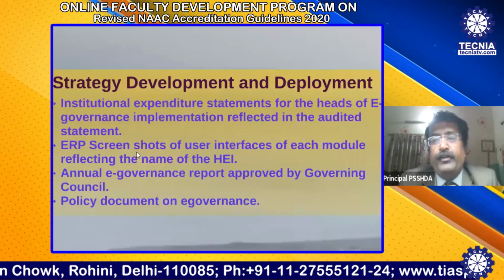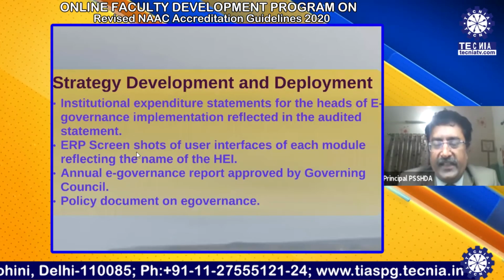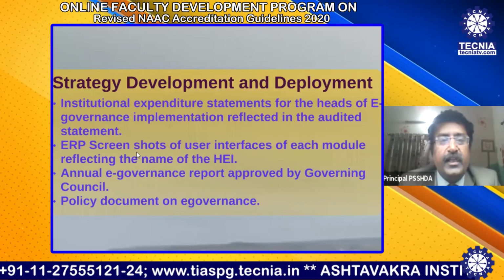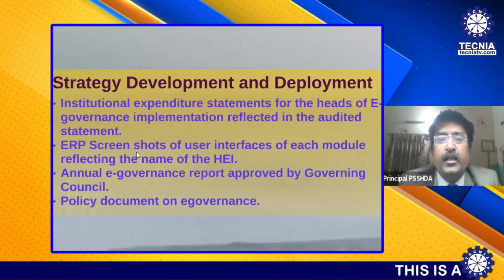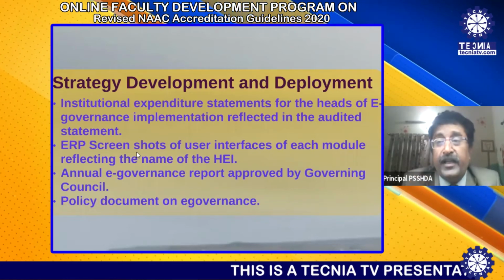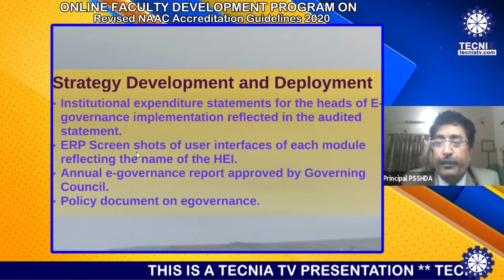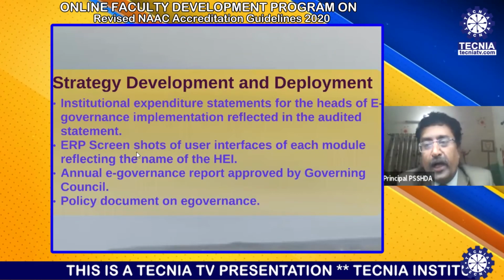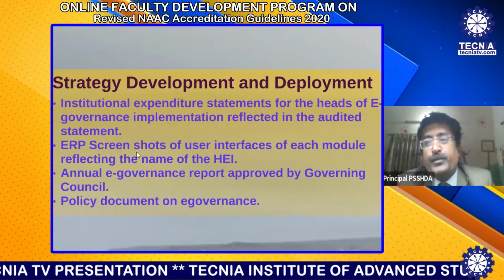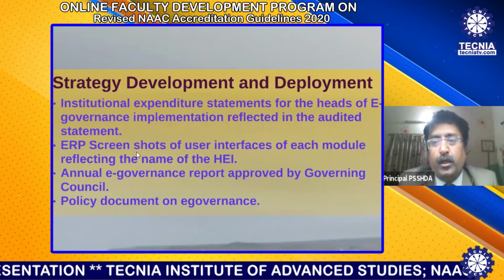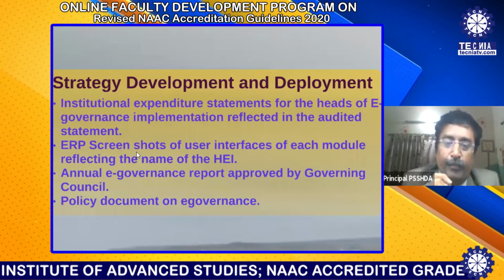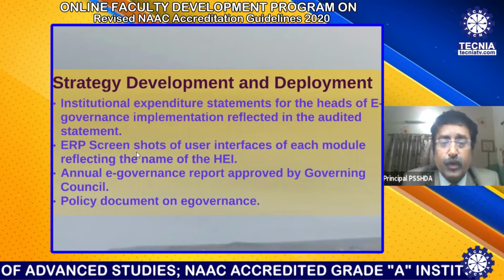Now, which documents do we need to keep ready before filling up the criterion number 6 format? First, you need to keep your vision and mission ready. For the second key indicator, strategy development and deployment, you must have your expenditure statement, and in it, whatever schemes you have implemented, you have to highlight where you have incurred expense, showing the expense of various activities that you conduct on the basis of your vision and mission. So the institutional expenditure statement with various heads must be ready.